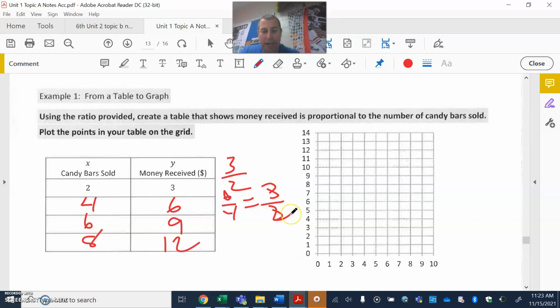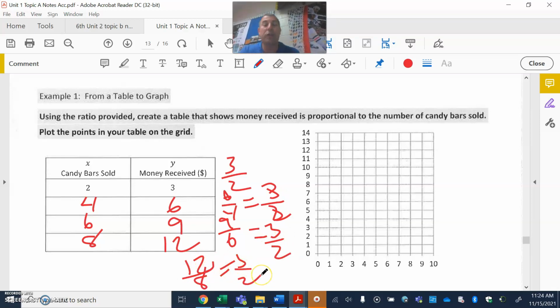All right. Bad writing there. The 9 over 6, divide them both by 3. We're still going to get 3 halves. 12 divided by 8, let's divide them by 4. We're still going to get 3 halves. So, yes, it is proportional.